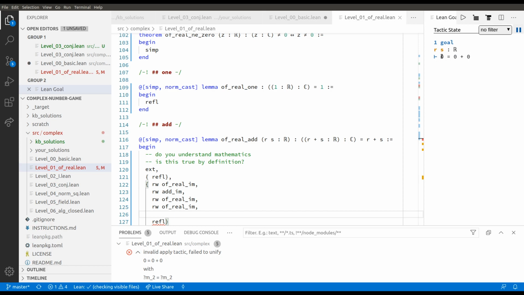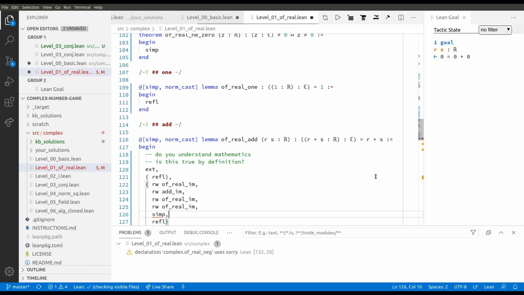Because 0 plus 0 is, what are the real numbers? They're equivalence classes of Cauchy sequences. And 0 plus 0 is a complicated thing defined by some universal property of equivalence relations. So this is certainly true, but it's not true by definition. That's the point. My guess is that the simplifier knows that x add 0 is x.